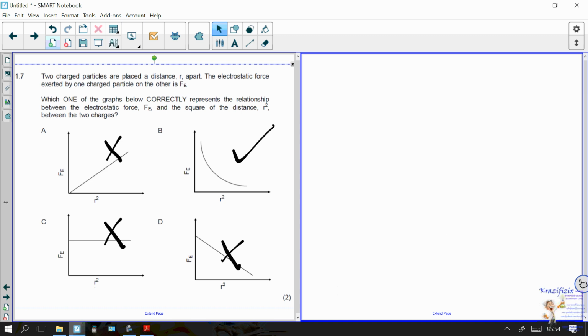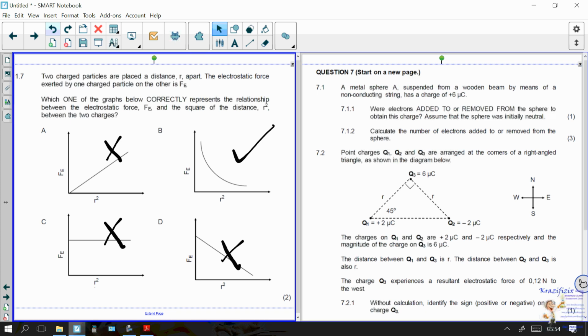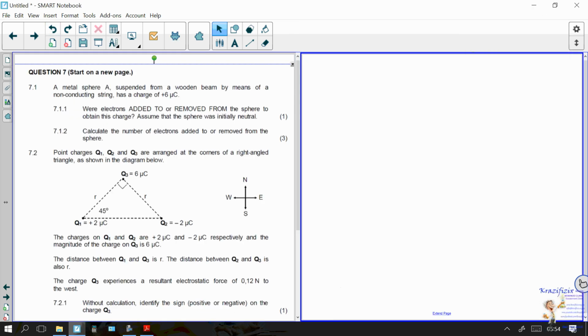Now we have another question here. We're now dealing with structured questions. A metal sphere A, suspended from a wooden beam by means of a non-conducting string, has a charge of positive 6 microcoulombs.